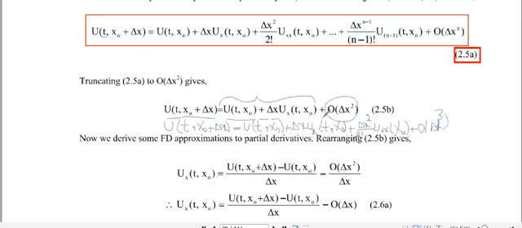x^2. If we use three terms of the right-hand side of Taylor's theorem, the truncation error is O of delta x^3. If we use four terms of the Taylor series, the truncation error is O of delta x^4, and so on. Is it okay? Okay.